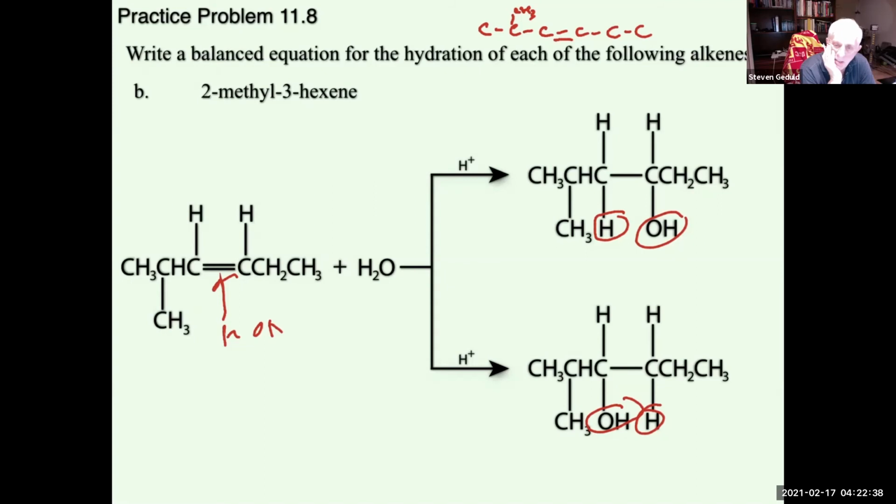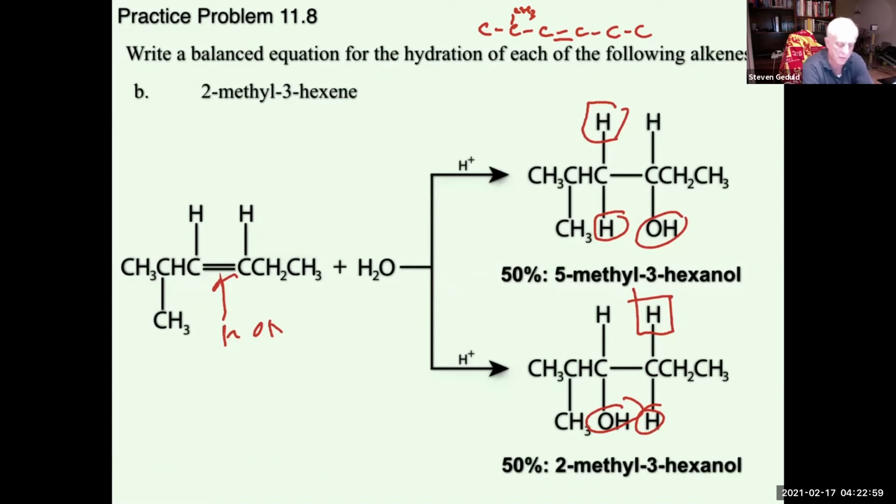It's exactly the same. If the hydrogen bonds here, there's one hydrogen. If the hydrogen bonds here, there's one hydrogen. It's exactly the same. So it doesn't matter which one it bonds to. So if it doesn't matter, it's going to go 50% of the time. You get 50% of 5-methyl-3-hexanol, and you get 50% of 2-methyl-3-hexanol. Hexanol just means where the OH group is located. And it's 50% and it's 50%.